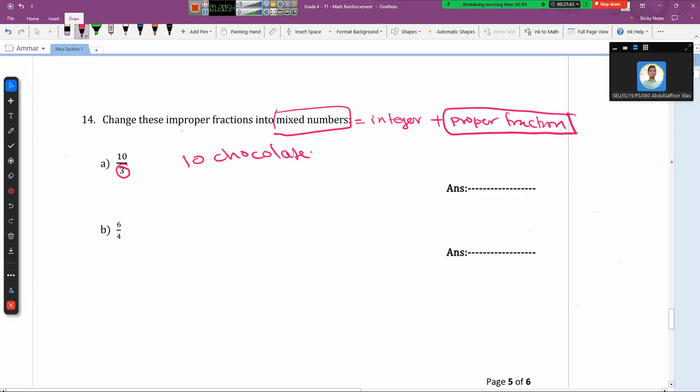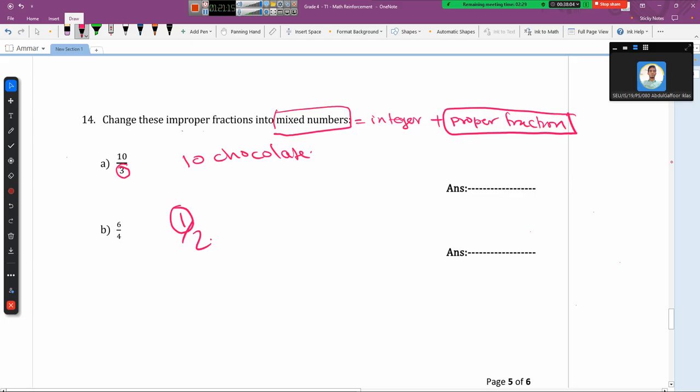This is the idea behind fractions, right? Now half means what? If you got half of the cake that your father bought, what's the meaning of that?